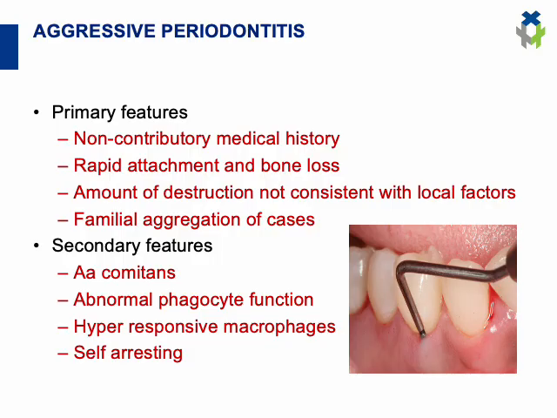Aggressive periodontitis. The primary features are non-contributing medical history, rapid attachment and bone loss, amount of destruction not consistent with local factors, familial aggregation of cases. Secondary features: Aggregatibacter actinomycetemcomitans is involved. Abnormal phagocyte function is seen. Hyperresponsive macrophages are observed. Self-arresting in nature in few cases.